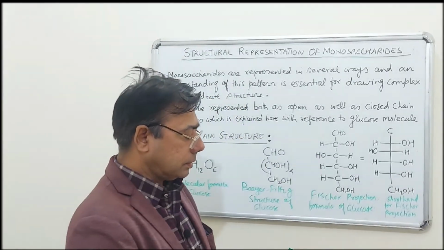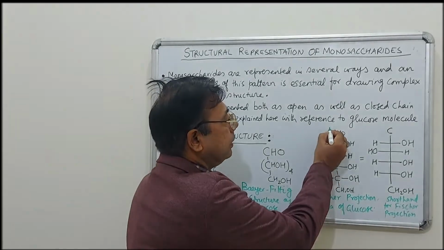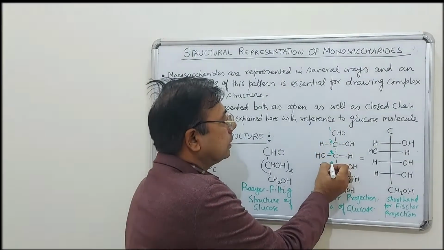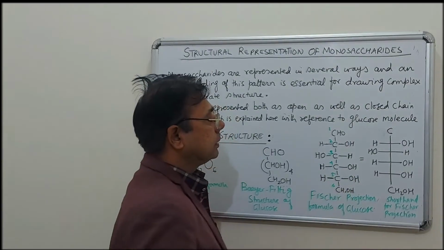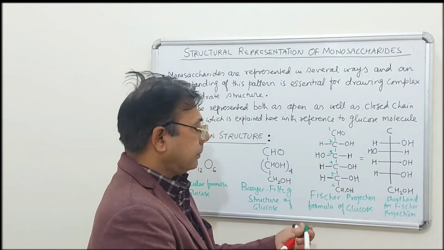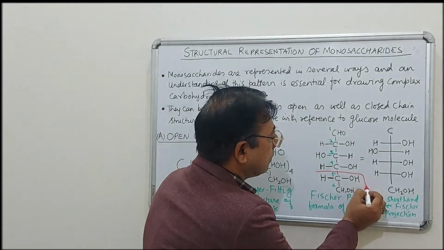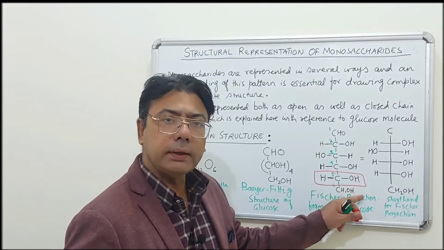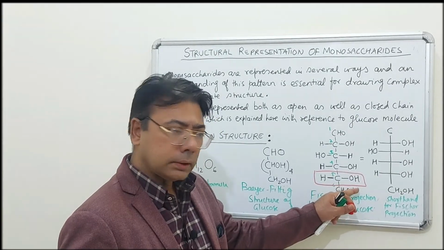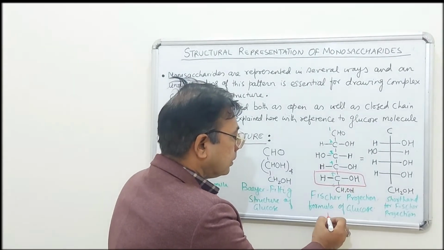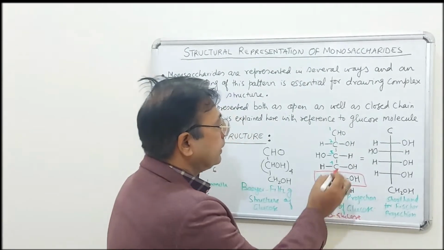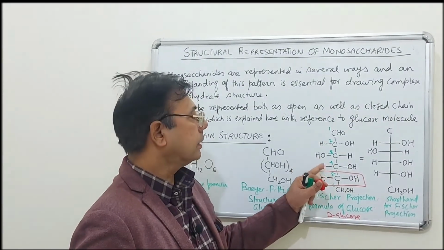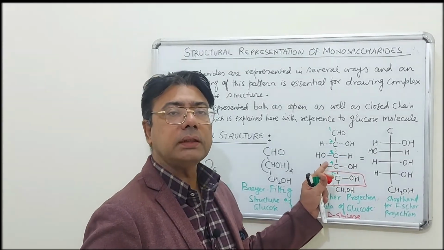So Fischer projection formula for glucose looks like this. As you have seen earlier, this is carbon 1, meaning functional group CHO, then carbon 2, carbon 3, carbon 4, carbon 5, and then carbon 6. Again I will remind that the orientation of H and OH around the penultimate carbon in case of glucose, which is the fifth carbon, meaning second last carbon, is like that of D-glyceraldehyde. So this structure is for D-glucose, and in this you can see the orientation of second, fourth and fifth carbon is similar, and the orientation of H and OH group around third carbon is different.